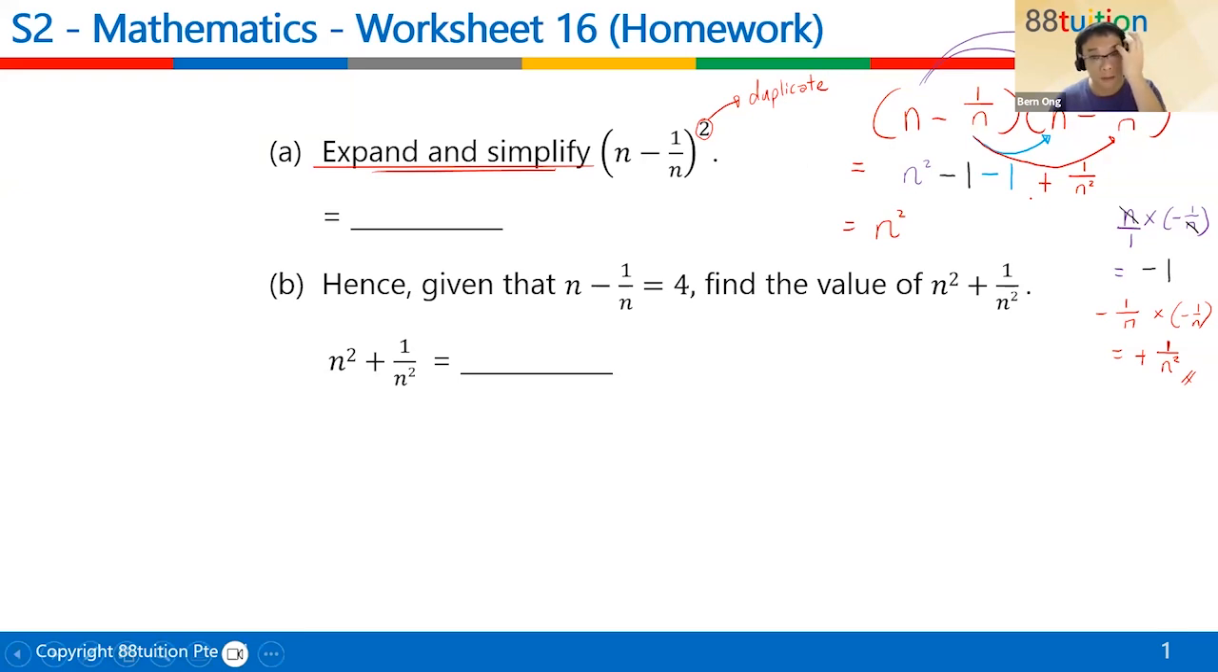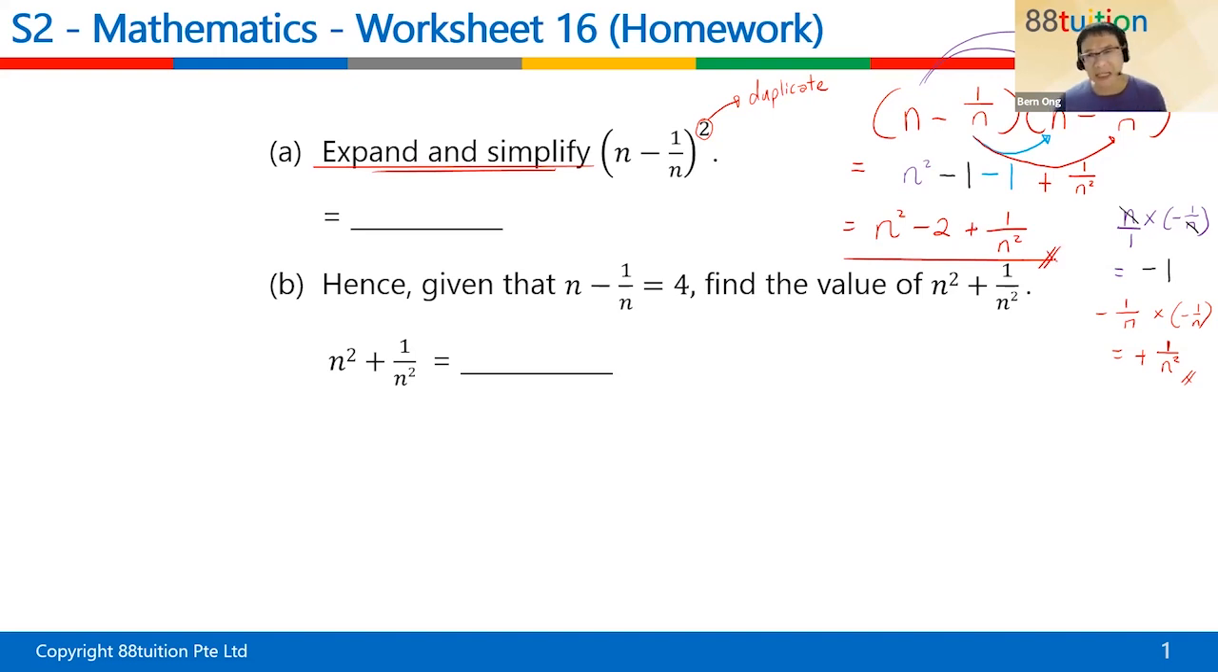If you don't know, press your calculator. By now, your teacher should allow calculator for all the test paper already. All right, so that's why I always try to encourage you to use your calculator to get the final answer before working backwards. Minus 1 is actually a minus 2 plus 1 over n square. Ta-da! And this will be your answer, children.